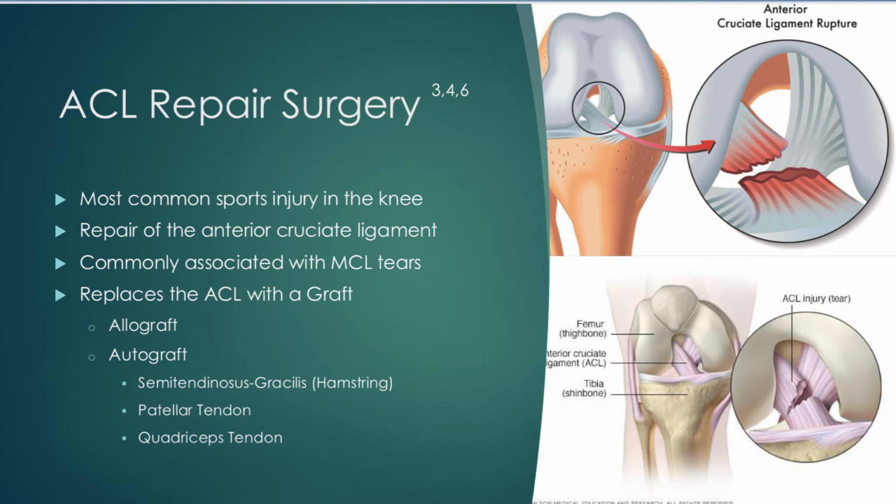It's either an allograft or an autograft, and the autograft is used from your own body, from the hamstring group, the patellar tendon, or the quadriceps tendon. For the most common ones, according to our therapeutic exercise book, the hamstring and the patellar tendon are the most used, and the quadriceps is rarely used.